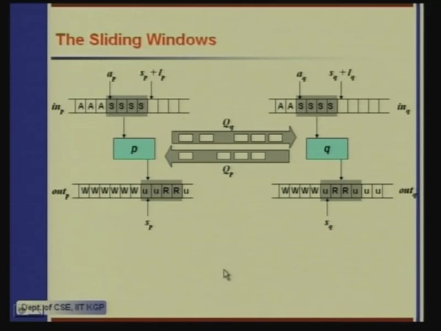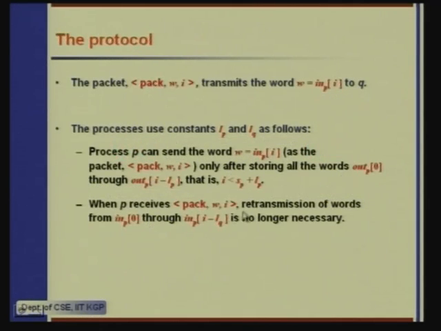So when does the AP move ahead? When the acknowledgement is received or when it has transmitted? When some packet is received. Yes, when some packet is received by P, it checks this thing. It knows that in P0 through in P I minus LQ is no longer necessary. If it finds that AP is less than I minus LQ, then it will update AP to I minus LQ plus 1.